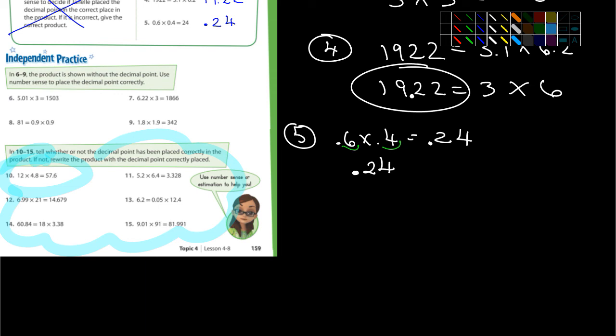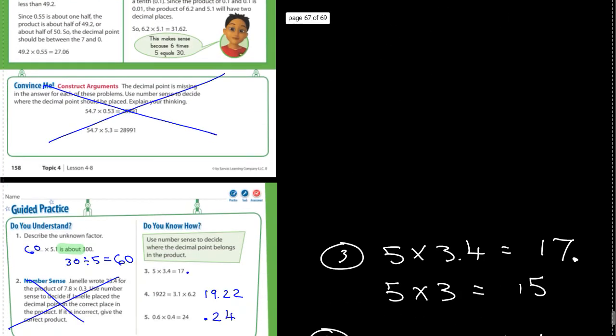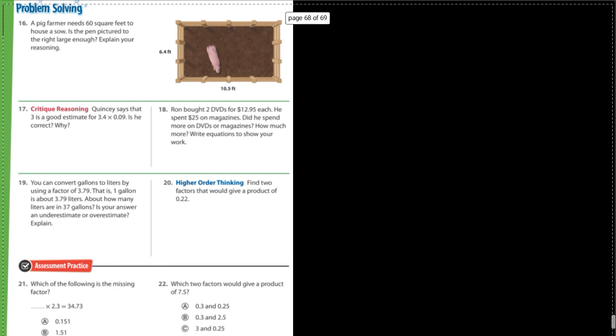In number 11, if it's 33.28, you would just rewrite it. You'd move the decimal over one place and put 33.28. So that's what they're asking you to do with those problems. Okay. All right. Let's drop down to the next page here.